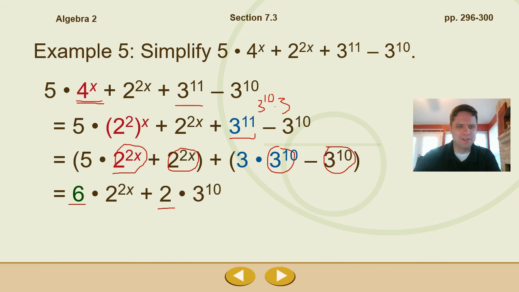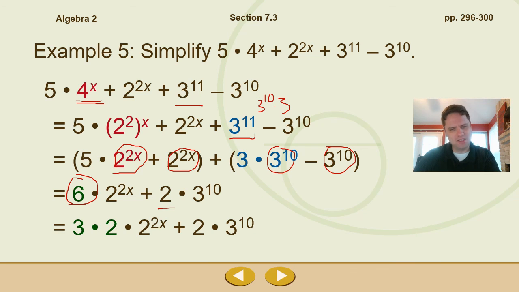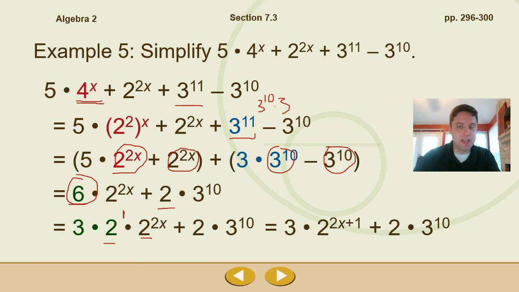Now, we're almost done. Notice here this 6. There's 2 factors of 6 that are applicable here. It would be 3 times 2. So we can rewrite that as 3 times 2 times 2 to the 2x plus 2 times 3 to the 10th. And what then is this? 2 to the first times 2 to the 2x. Well, whenever we have the same bases, we can then add their exponents. So we can rewrite that as 3 times 2 to the 2x plus 1 times 3 to the 10th power. Or I'm sorry, plus 2 times 3 to the 10th power. And that's our final answer.